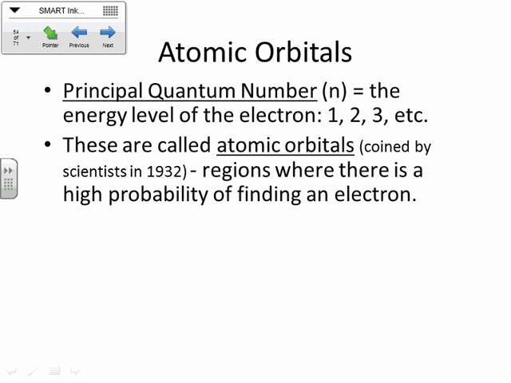Okay, so these are called atomic orbitals, okay? Regions where there are high probabilities of finding an electron. So you have to write down the part after the parentheses here. Regions where there is a high probability of finding an electron.